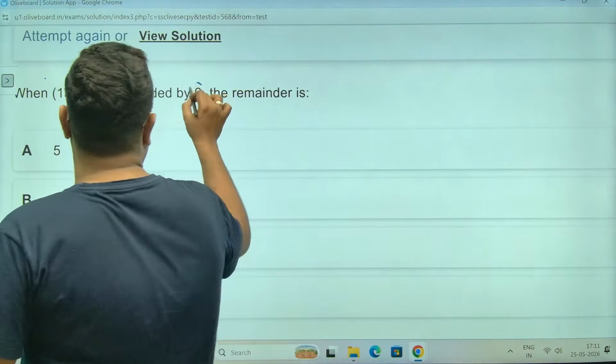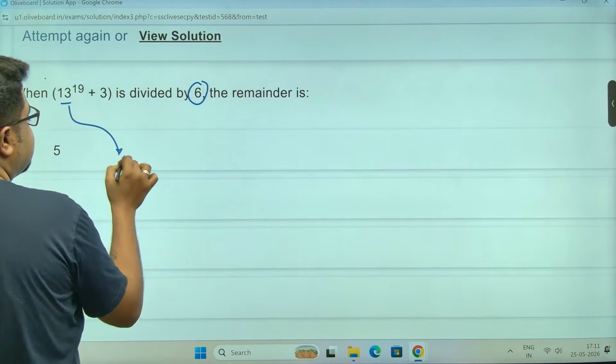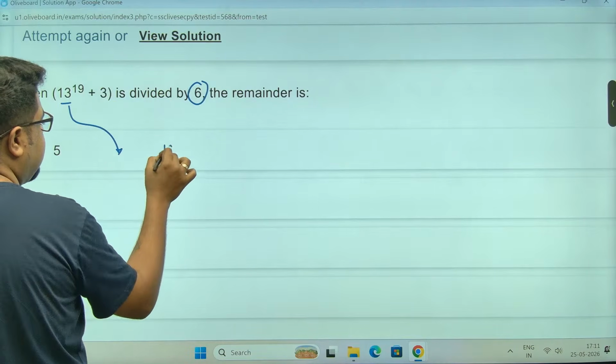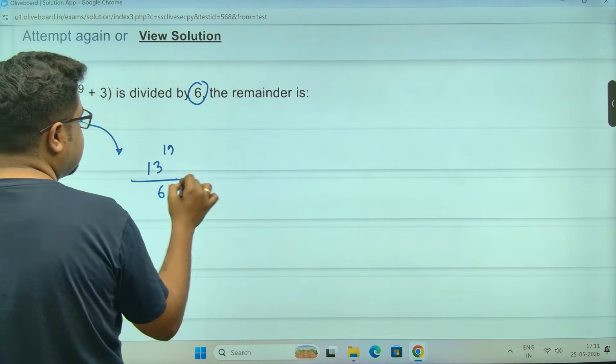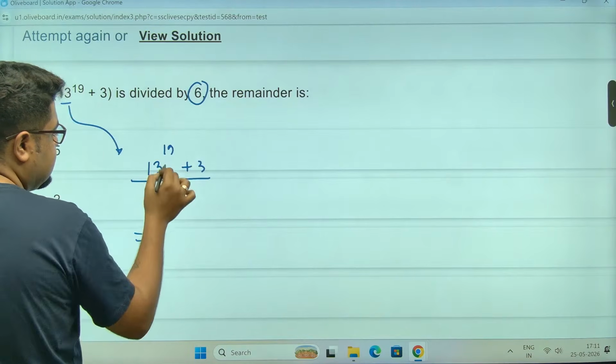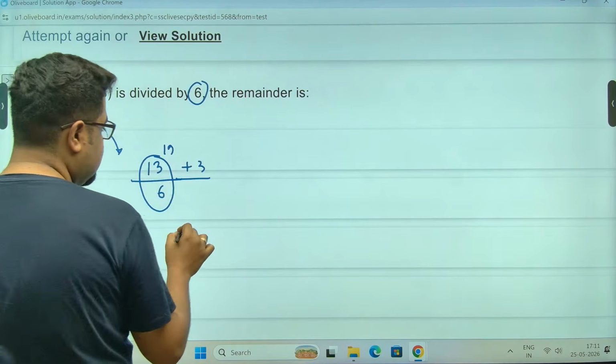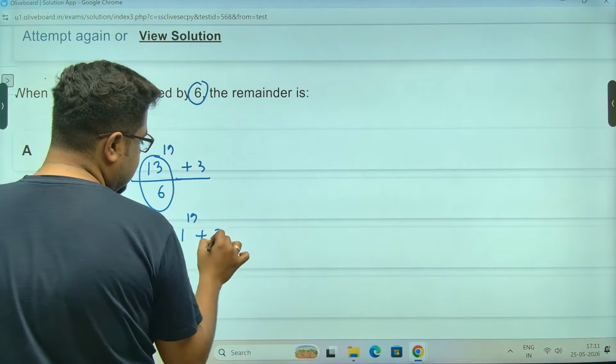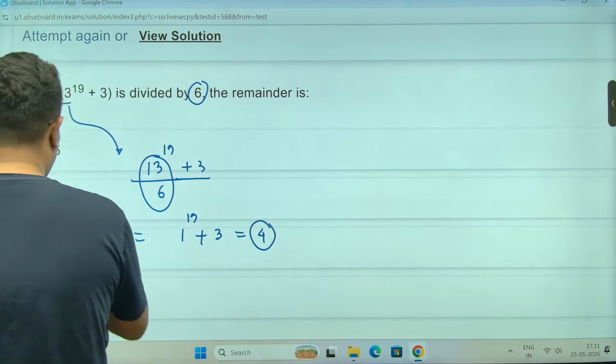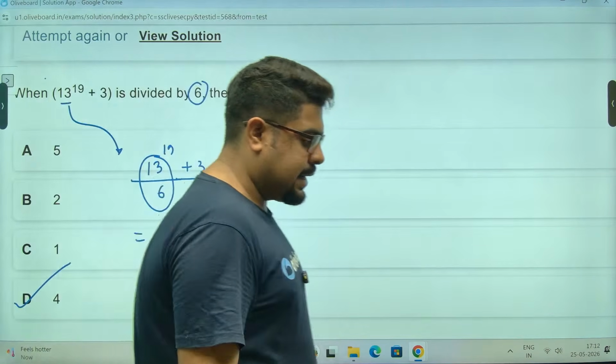Sir, divided by 6 and 13 is there. Sir, again, it's very simple. 13 to the power 9 by 6, and this is plus 3. So this is plus 1, sir. So 1 to the power 19 plus 3, which will be 4. Again, a one-liner, 10 seconder.